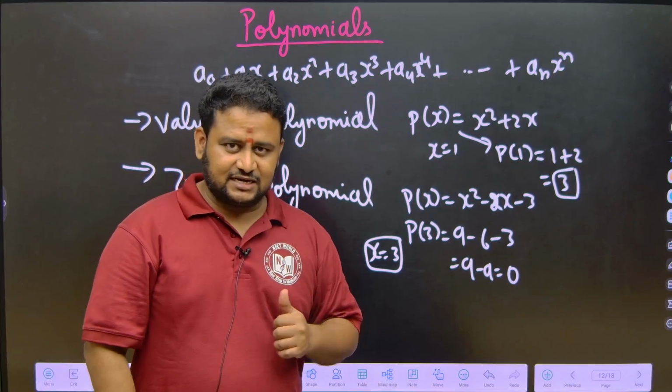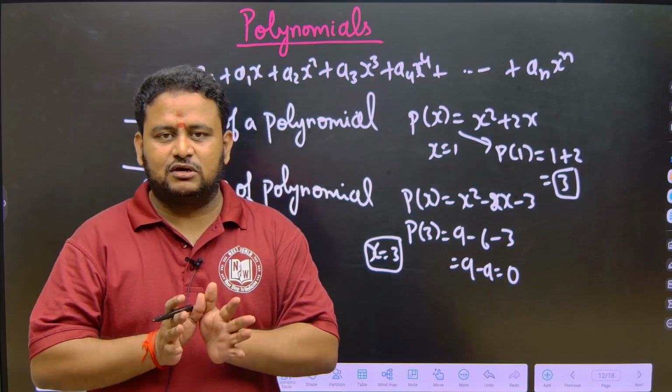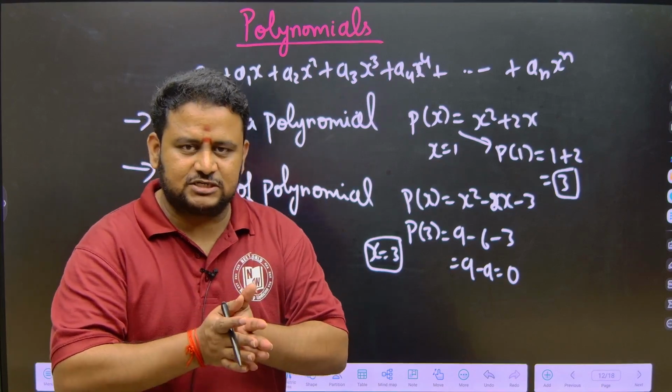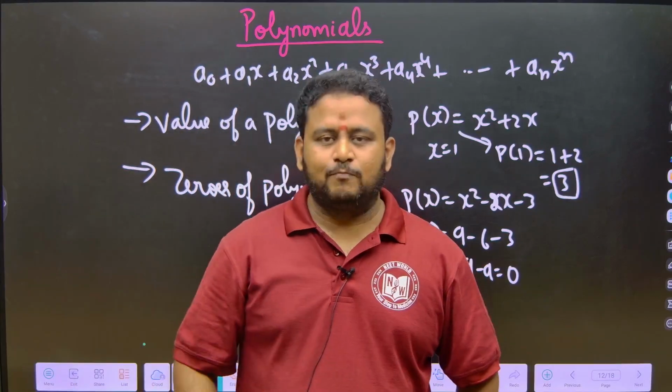If there is a single term, it is called monomial. If it has two terms, it is called binomial. If it has three terms, it is called trinomial. And similarly, if it has any number of terms, we call it a polynomial.